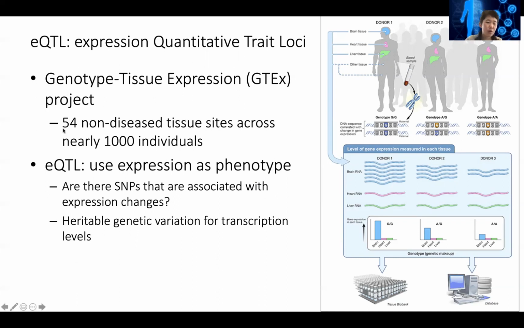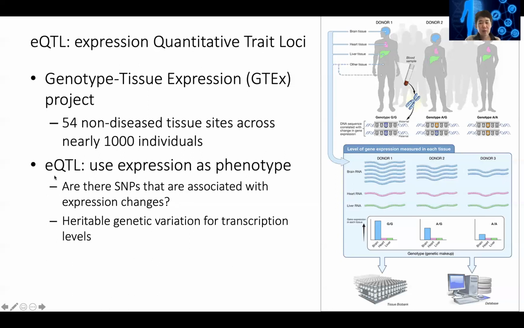And so they donated their body to the project, and they take different tissues. In this case, brain, heart, like many different tissues, 50 different tissues from these individuals. And they did both the SNP typing, using SNP arrays to look at their SNPs across the genome, and also the expression of those 54 tissues across individuals.